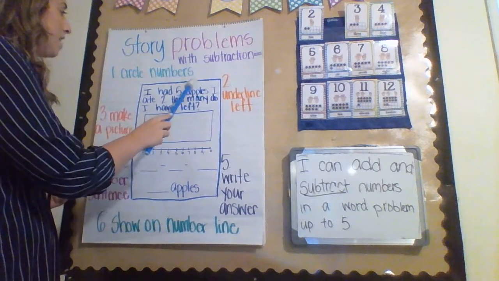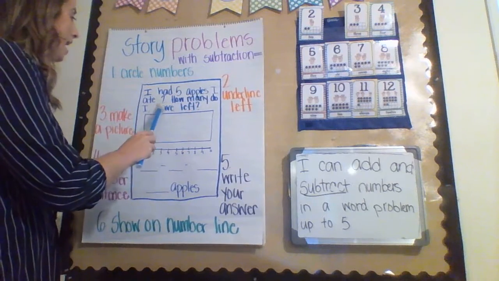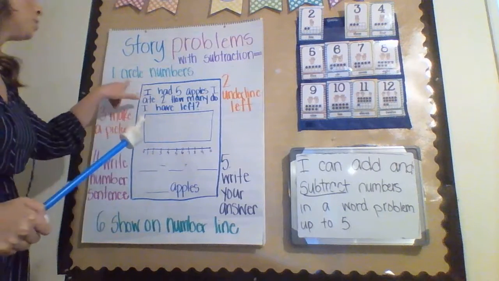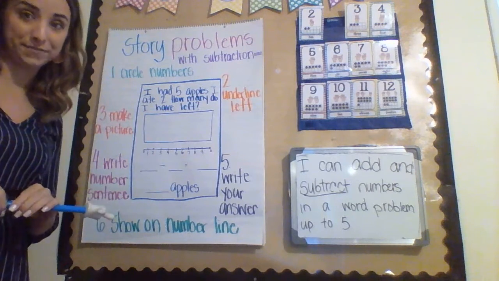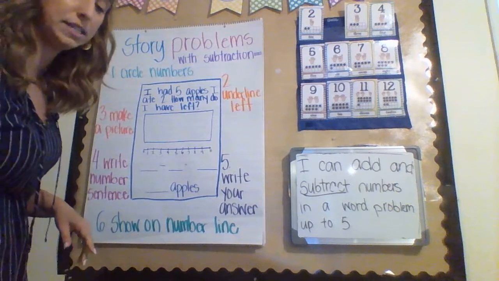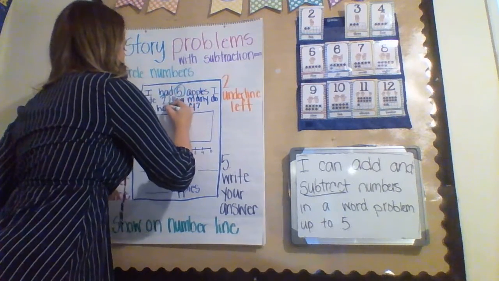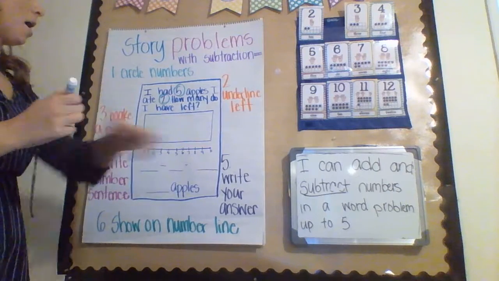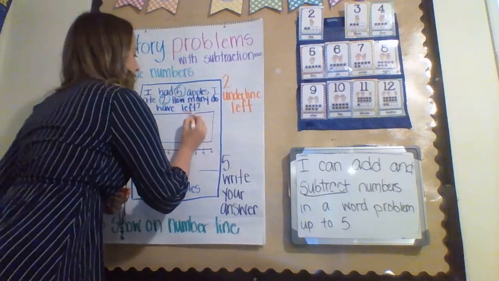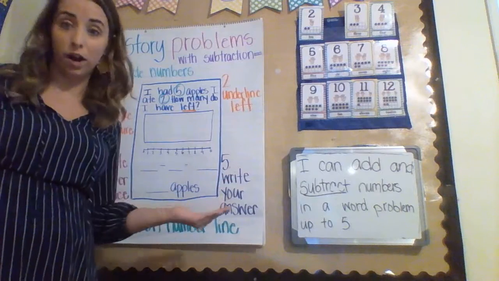I had 5 apples. I ate 2. How many do I have left? Okay, so now I'm going to go over our steps. Number 1, we always do what first? You remember, we always circle the number. So let's circle all of the numbers that we see. So I see a 5 and a 2. Okay. Number 2, we're going to underline the word left. Left. Okay, that means that we need to figure out how many are left over, okay?